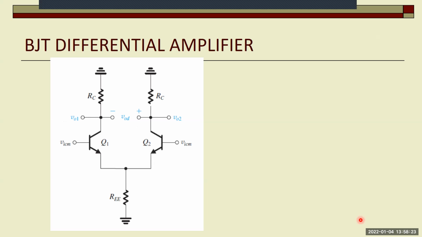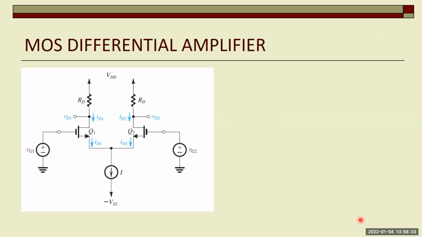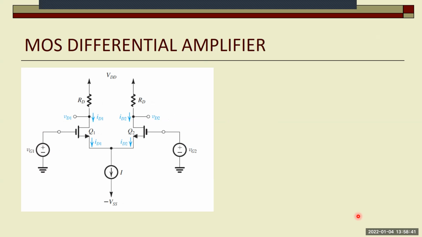Now we remember the BJT differential amplifier. We know the common mode gain, the differential mode gain, and the common mode rejection ratio. Let's do a similar analysis for the MOS differential amplifier. Again, we have two identical NMOS, the differential input is applied to the gates, and the output is from the drains.